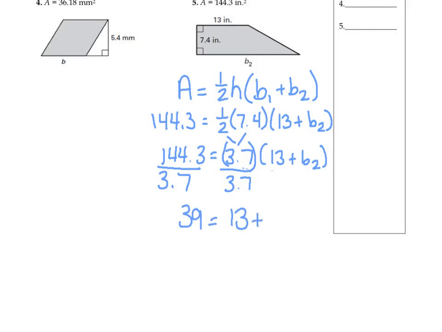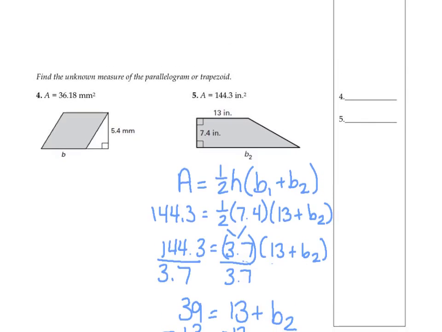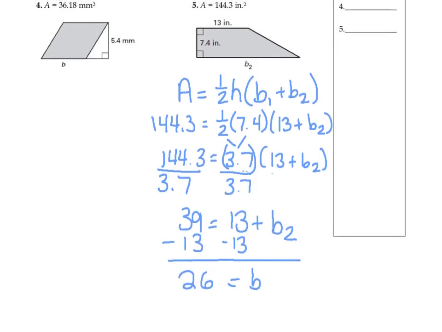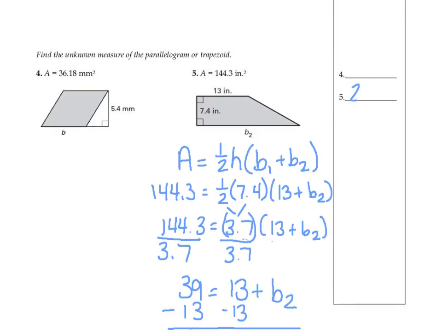Okay, I didn't do anything to the 13 plus B2, and because that's the only thing that's left, I can take away those parentheses. Now I just have to move that 13, so to both sides I'm going to subtract 13, and that gives me B2 equals 26. And I'm going to check my question here. I see in the question we're talking in inches, so I know that my answer should be 26 inches.